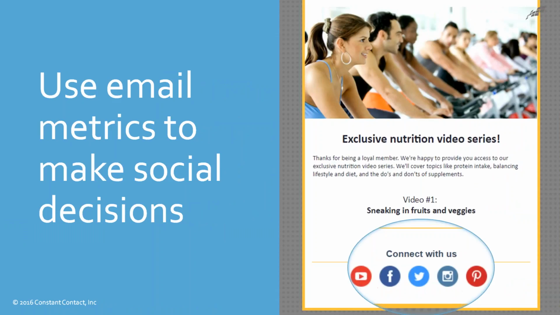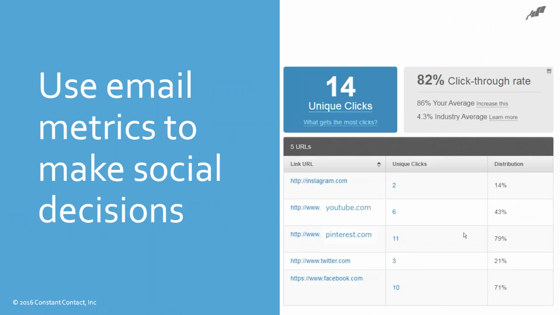And then on the other side, you can use email metrics to make better social decisions going forward. You can share links to all the social platforms, but then take a look and see, what were people really interested in? Which platforms did they go to? If I was this company, I'd be on Pinterest and Facebook.